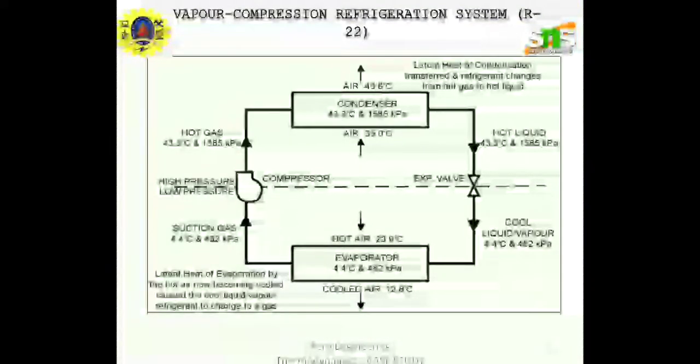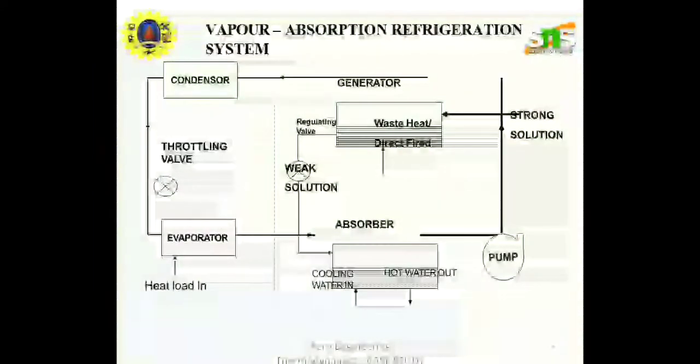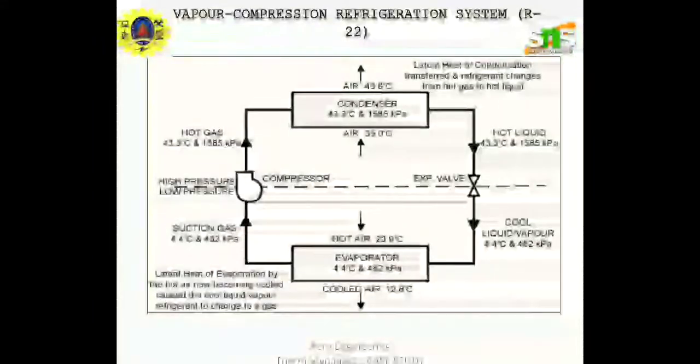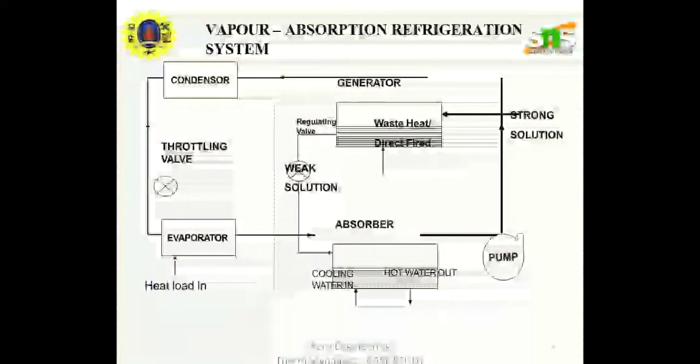There is the vapor compression cycle system. Here there is a condenser and evaporator, with high temperature and low temperature sides, and this is how it works and the functions involved in the vapor compression system. In the vapor absorption refrigeration system, there is a condenser, generator, evaporator, and one absorber. This is the difference between the vapor absorption and vapor compression refrigeration systems. Energy accounts for a significant share of our manufacturing cost.